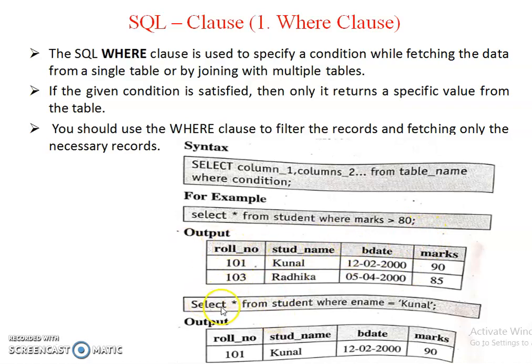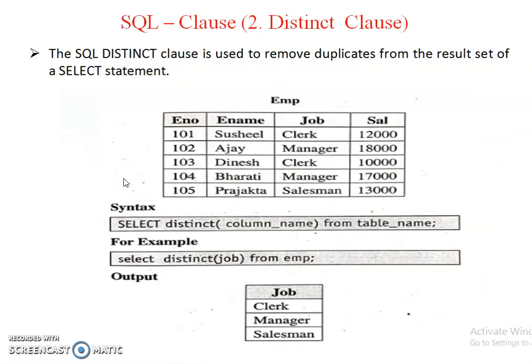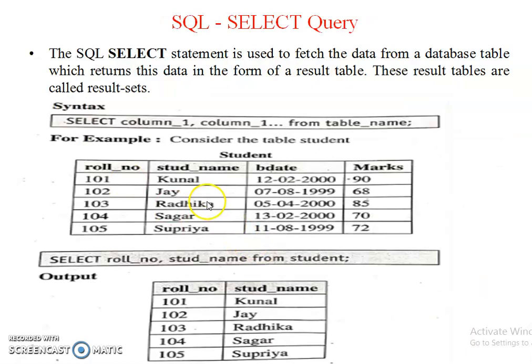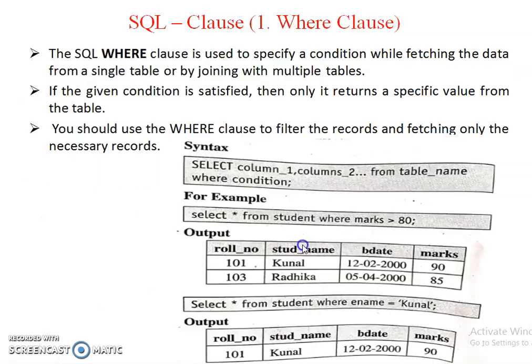Now the next example: select star from student where name, meaning student name or employee name, equal to Kunal. In this table only one Kunal is available in the student name. So roll number 101, name Kunal, date of birth, and marks 90. The output is roll number 101, Kunal, and marks 90.